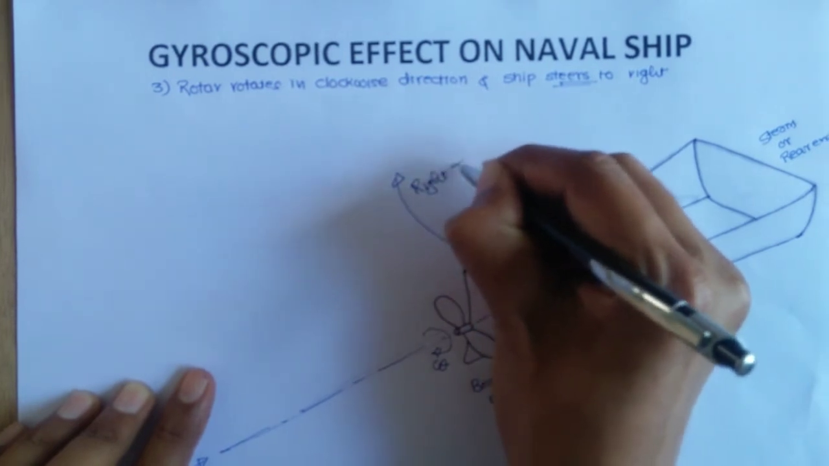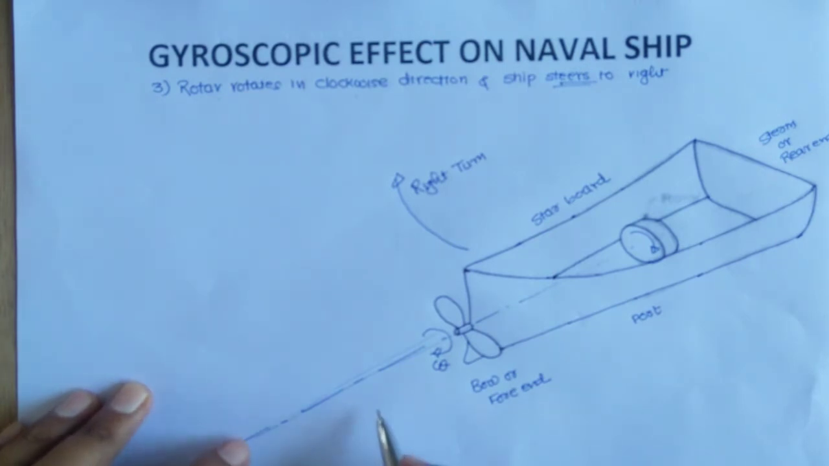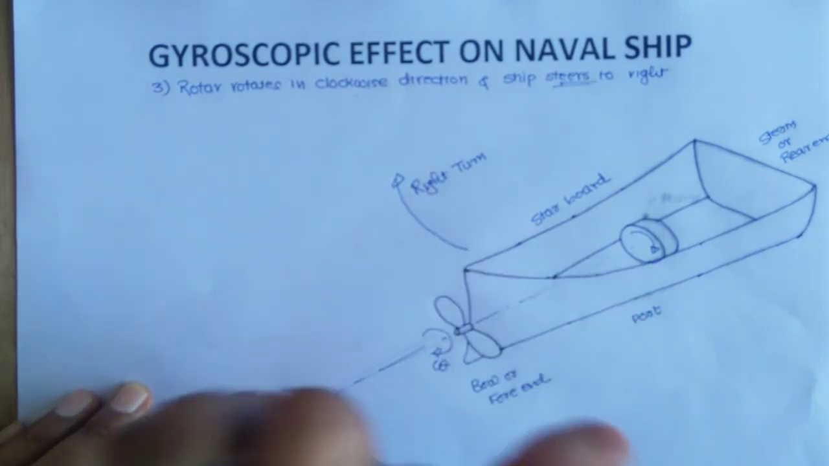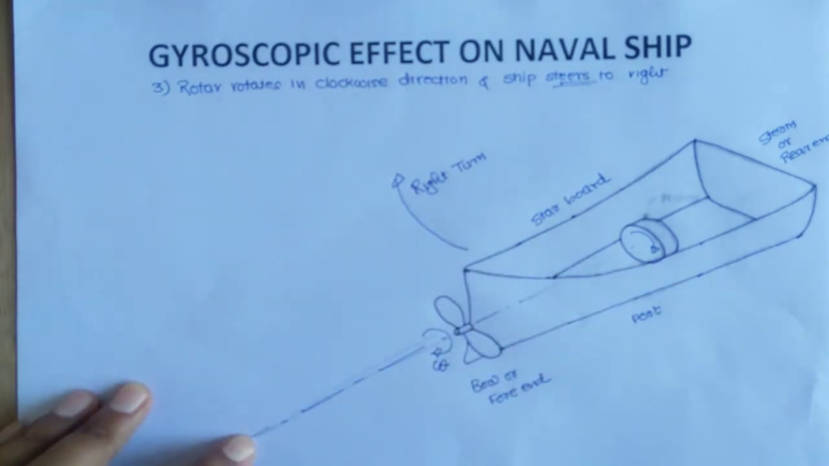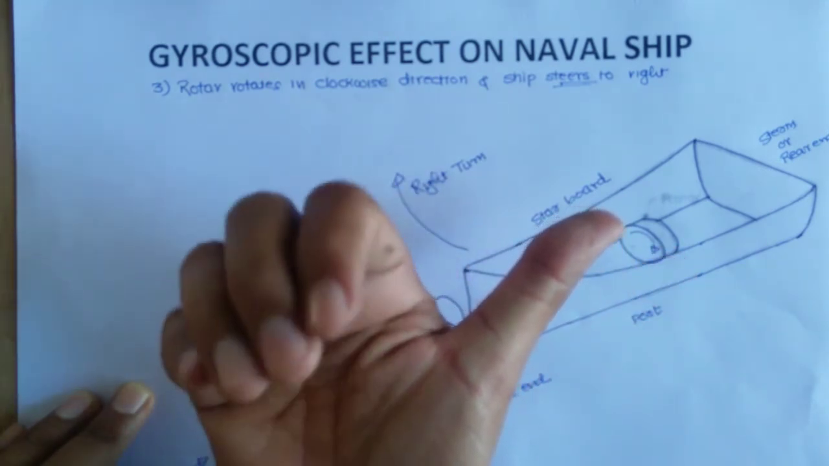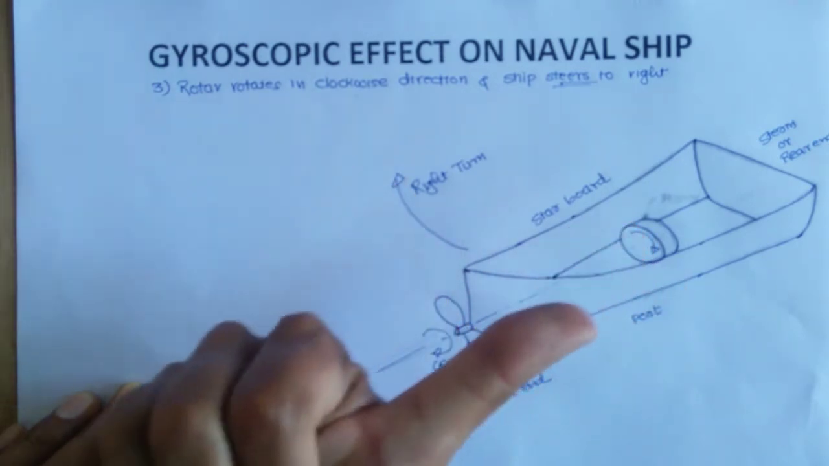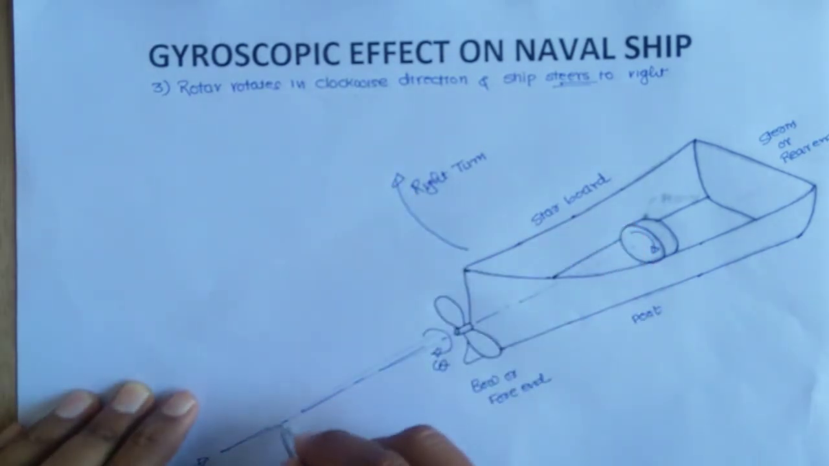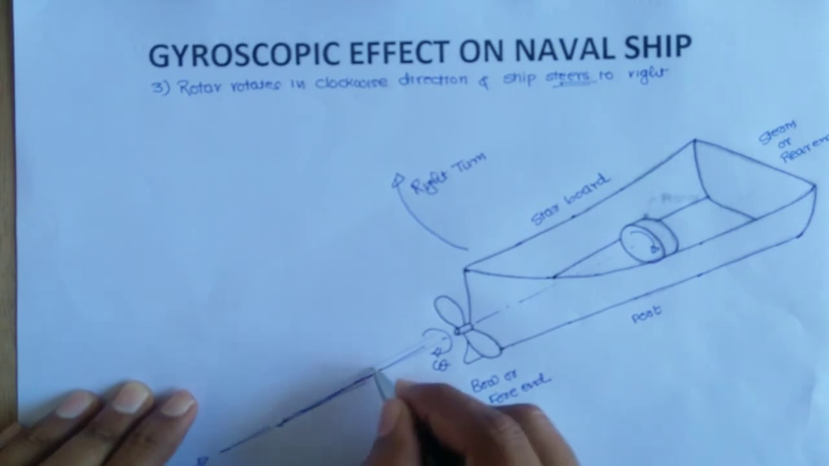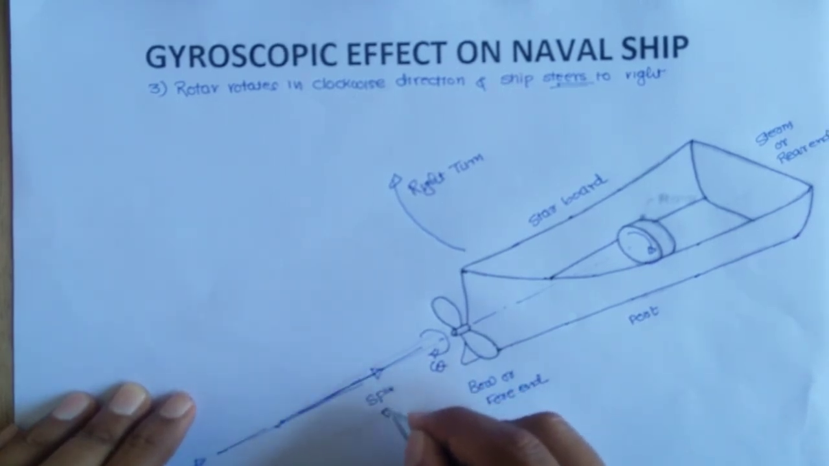So this is a right turn of ship. Okay, so first of all again we draw the spin vector. So according to the right hand screw rule, this is the direction of rotation of rotor in this direction, and the direction of thumb is our spin vector. So this is our spin vector.